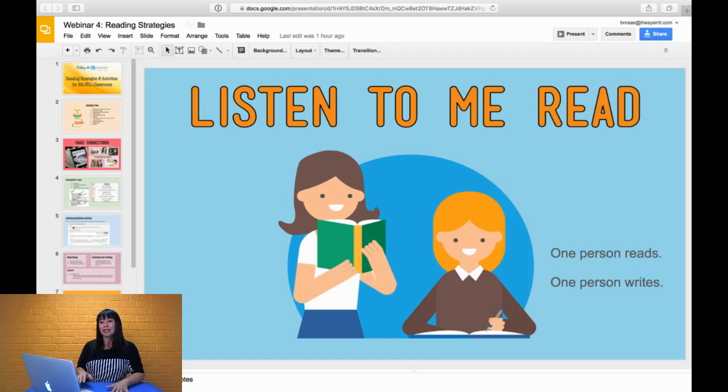So what happens is the students are doing that and they're competing against other partners to see who can get the most correct or get the most down in a certain amount of time. A lot of different ways to do this, but again, focusing on reading, listening, and then writing.